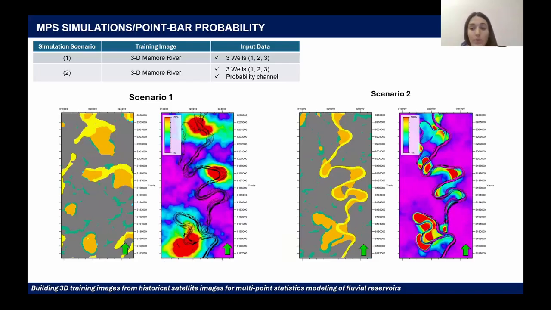In scenario 1, the probability of point bar occurrence is concentrated around the 3 vertical logs that I mentioned before, indicating a high likelihood of point bar presence in this area and a high degree of spatial uncertainty in unsampled regions. In contrast, scenario 2 shows a more continuous distribution of high point bar occurrence clustered around the same locations, thereby reducing uncertainty and suggesting limited variability among 100 realizations.